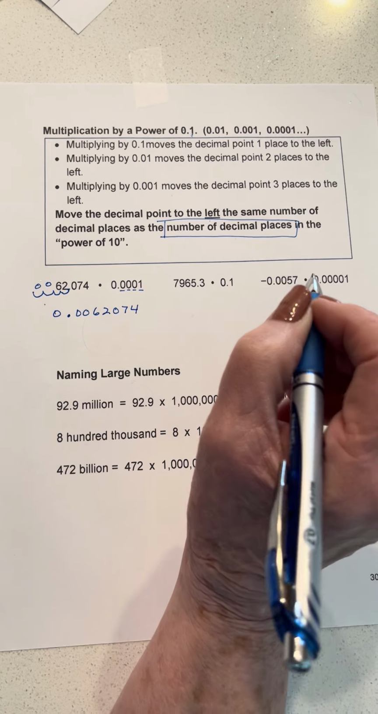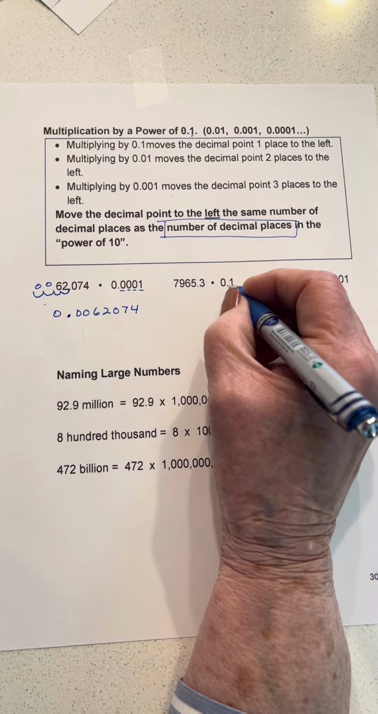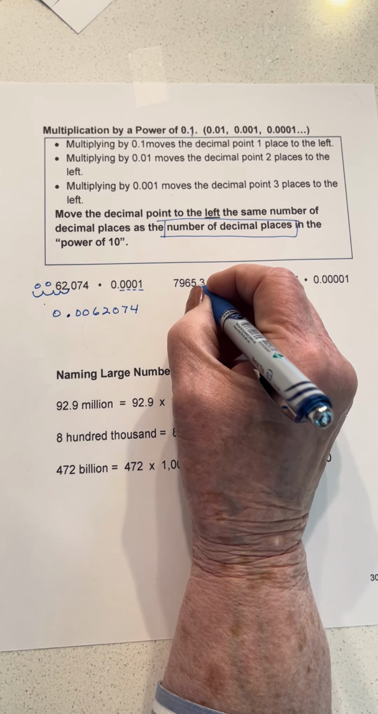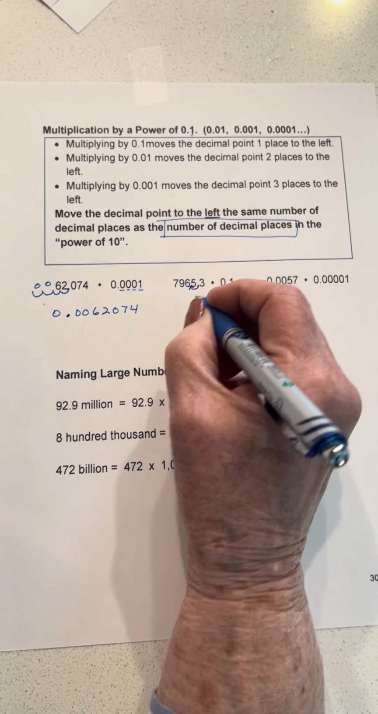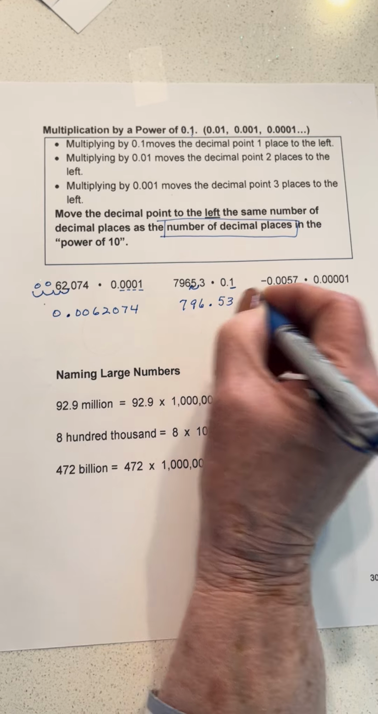And that's a little courtesy 0 out at the front so that we're sure to see this. Here we're multiplying by 1/10, so we have 1 decimal place. We're moving this to the left 1 place, 796 and 53 hundredths.